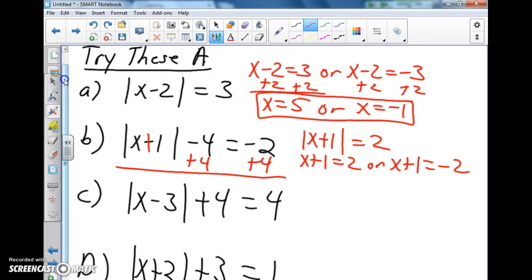Subtract 1. Okay, so what will x equal? x will equal 1, or x will equal negative 3. There you go. You got it. The answer's right there.